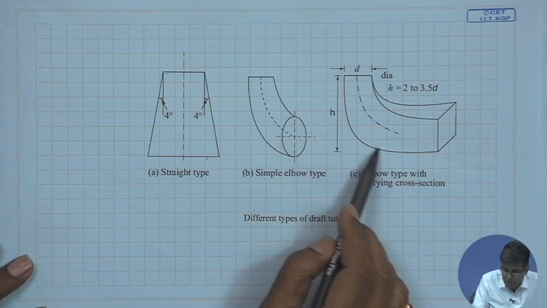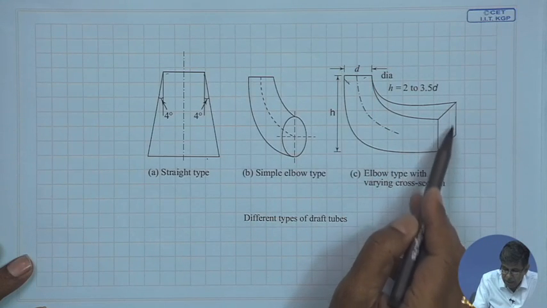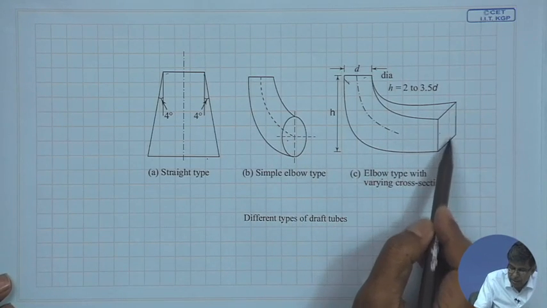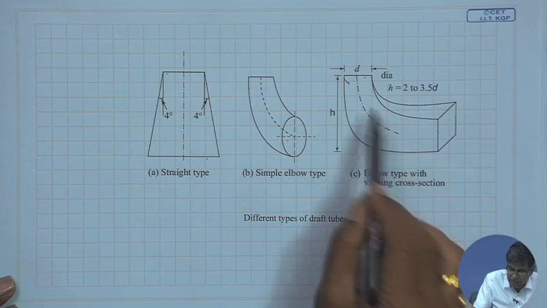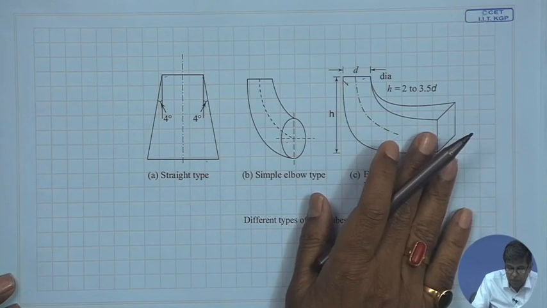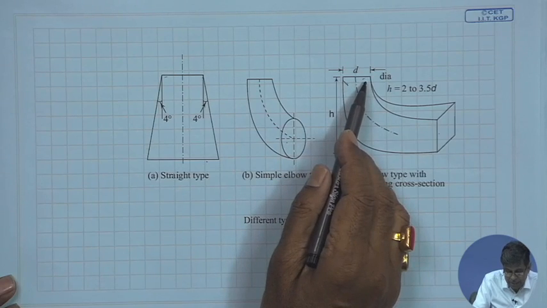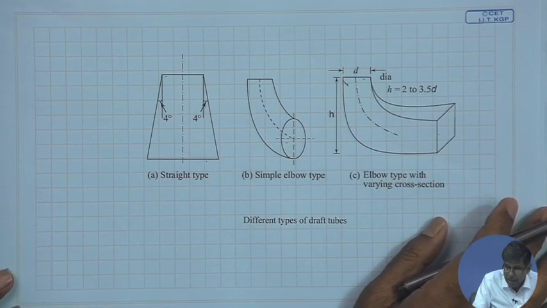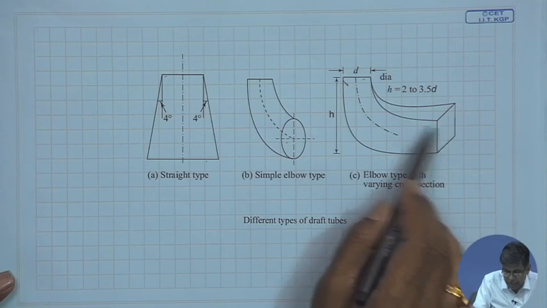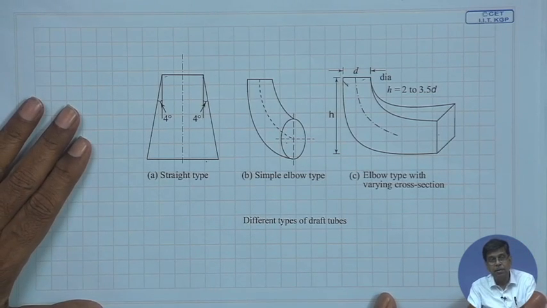Sometimes a similar elbow type draft tube may change its cross section from a circular one at the inlet to a rectangular one at the outlet. All these modifications of the draft tube, different types, different cross sectional shapes, and the change of the cross section from inlet to outlet, are made in consideration of two things. The efficiency of the draft tube should be high, and at the same time the draft tube should not induce any cavitation, which I already discussed earlier, and it should smoothly discharge the water at the tail race without incorporation of any air into the draft tube. So, these are the different types of draft tubes used in practice.